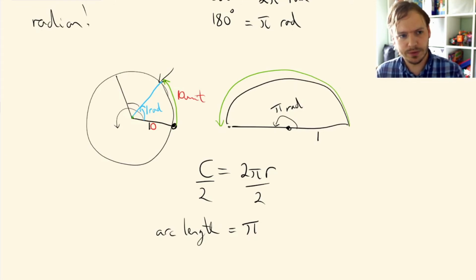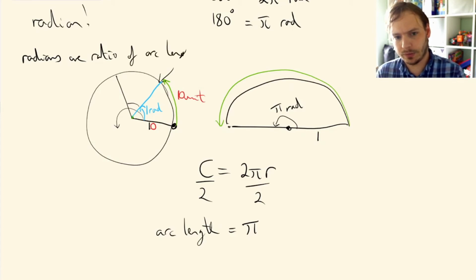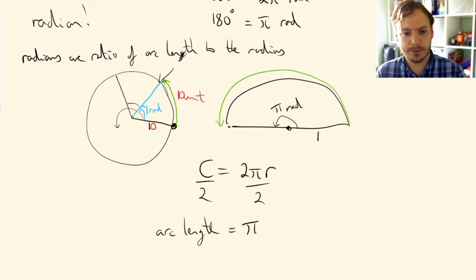And what we're doing is, the radians are the ratio of the arc length to the radius. So if I walk 10 units and the radius is 10 units, my ratio is 1, I've got 1 radian.